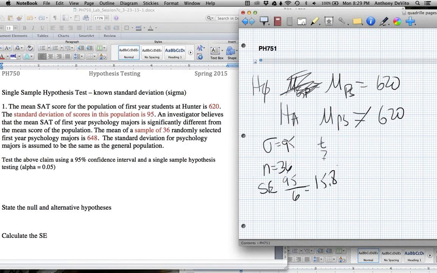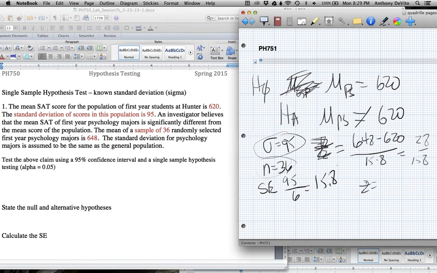And how do I figure that out? Well, either the t or the z-score. Which one do I use here? I'm going to use the z-score. I have two reasons. One reason is that the sample size is bigger than 30. The other is that I know the population standard deviation. So z is equal to 648, x minus the mean, 620, over the standard deviation, 15.8. Z is equal to 28 over 15.8.